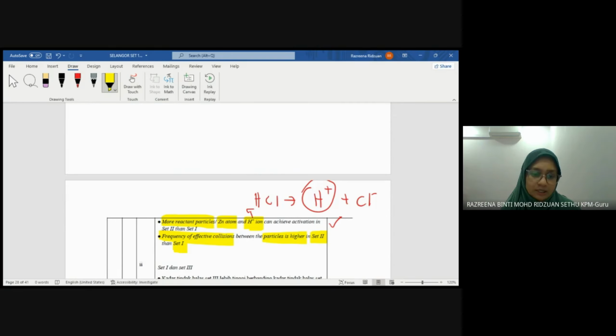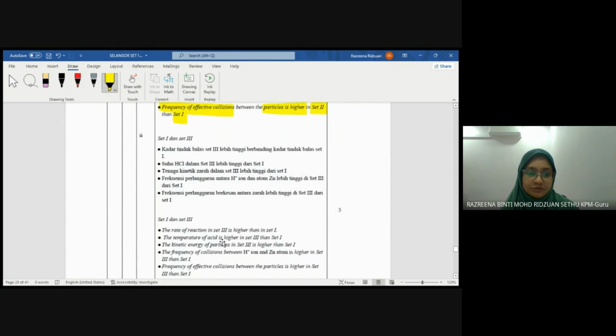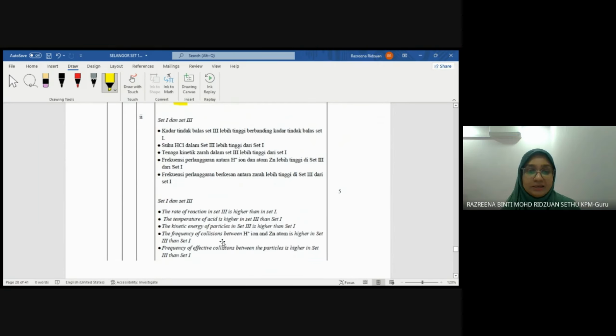Okay, now let's look at the next one, set 1 and set 3. Remember they are different in terms of temperature. So mention first the rate of reaction for set 3 is higher than set 1. Then the temperature of acid is higher in set 3. Don't mention the temperature in set 3 is this, temperature in set 1 is this. No, we want it is higher. You must mention that set 3 has a higher temperature.